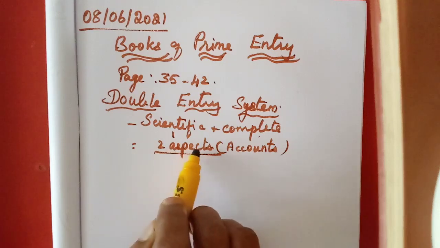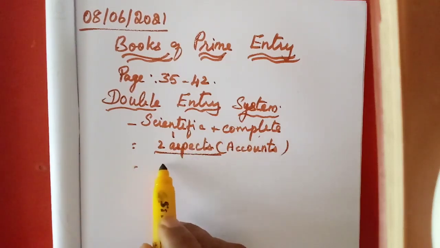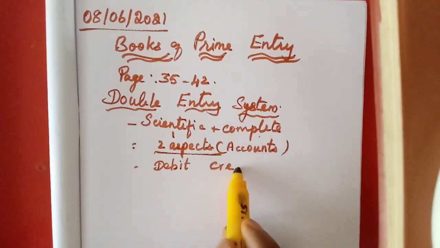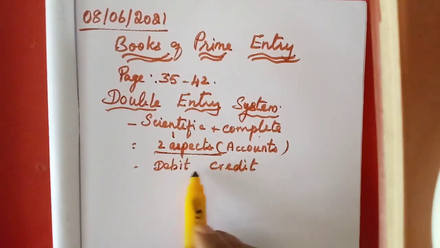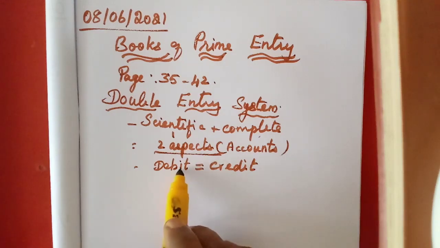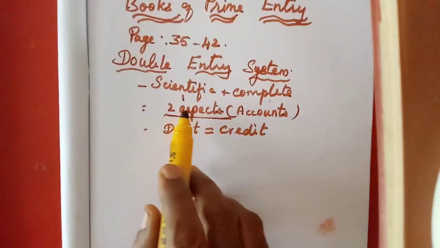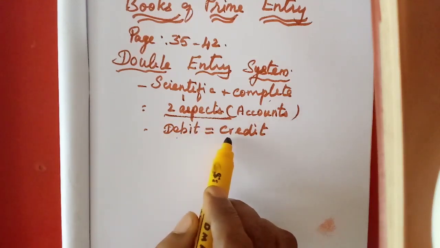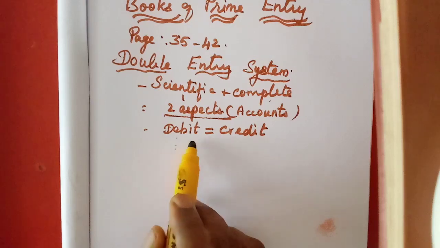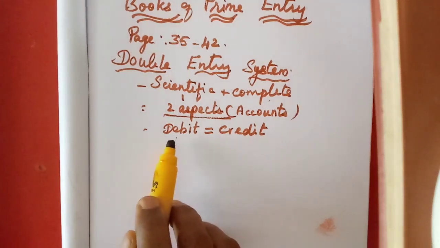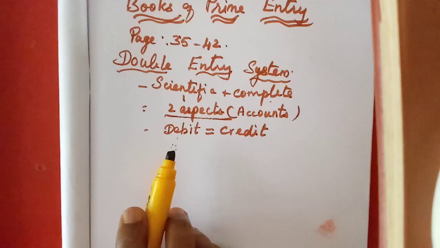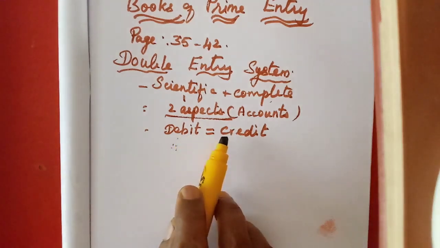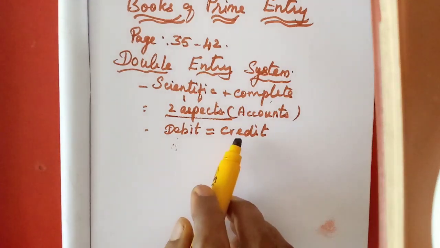So two aspects will be recorded. The one may be debit, the other will be credit. At least one debit and at least one credit. Debit must be equal to credit. It must affect at least two accounts. If one is debit, the other must be credit, and the amount also will be equal. Debit and corresponding credit: the amount of debit must be equal to credit amount.